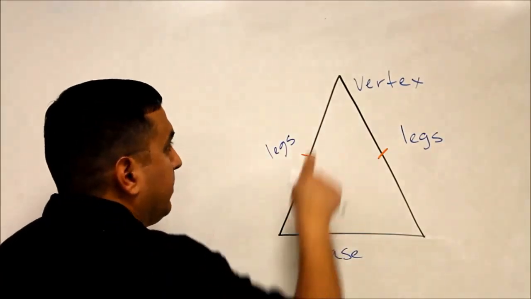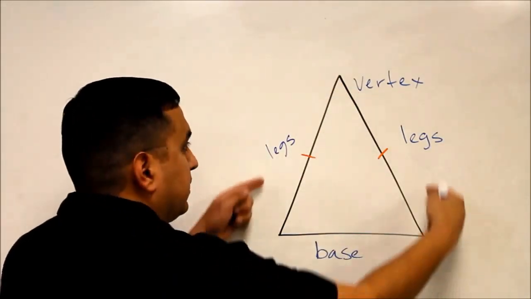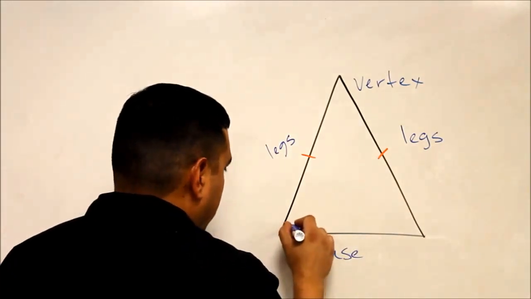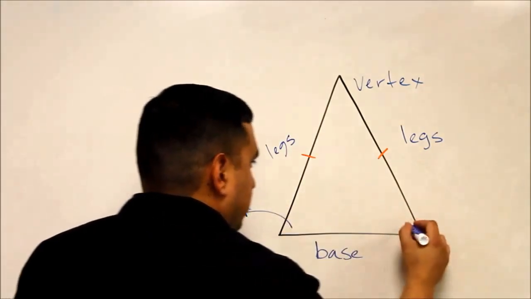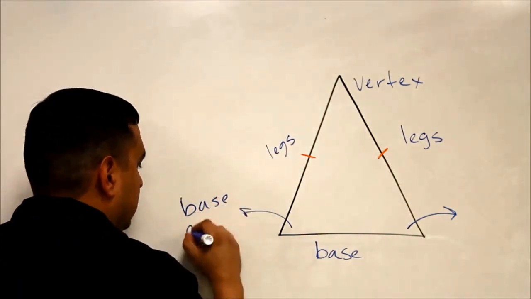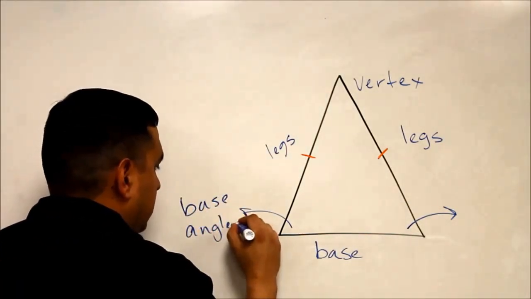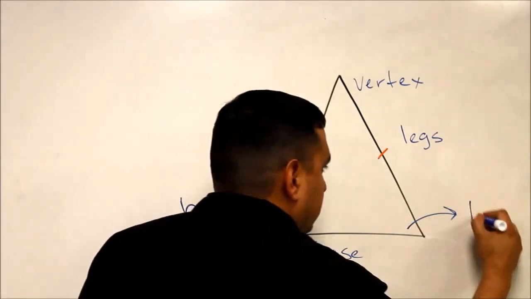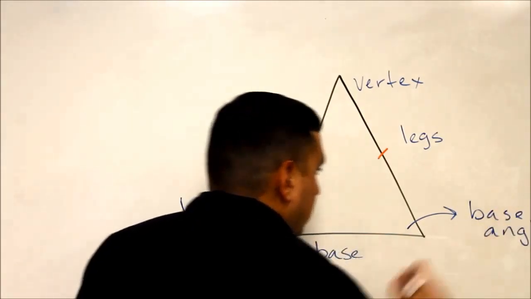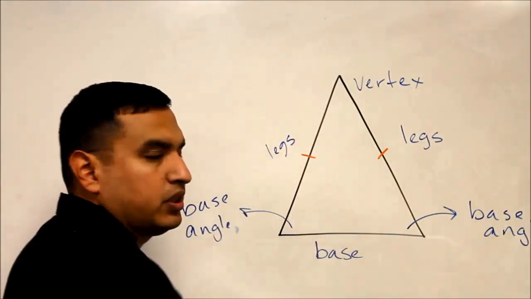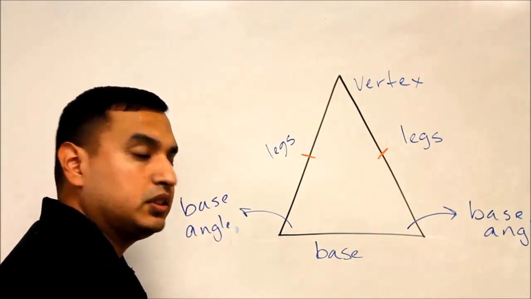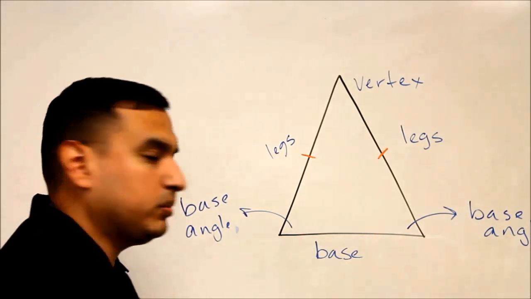Right. So I have my vertex angle, my base side, my two legs, because those are the two that are congruent, and then we're going to call these two things right here, this one and that one, my base angles. So that's a base angle, and this is a base angle. Alright, so we're going to need to know these different pieces so that we can talk about different parts of the triangle and solve some problems.